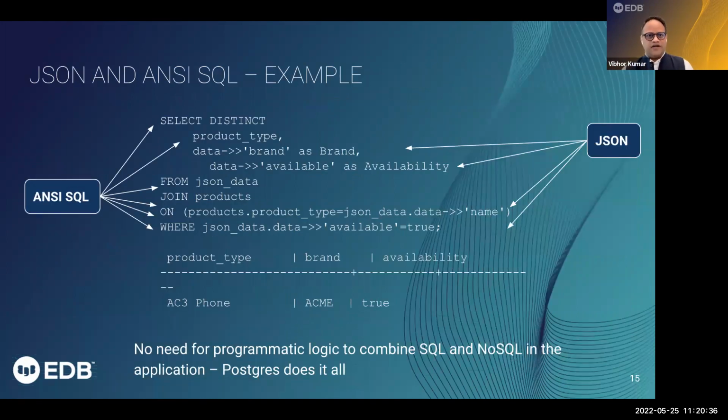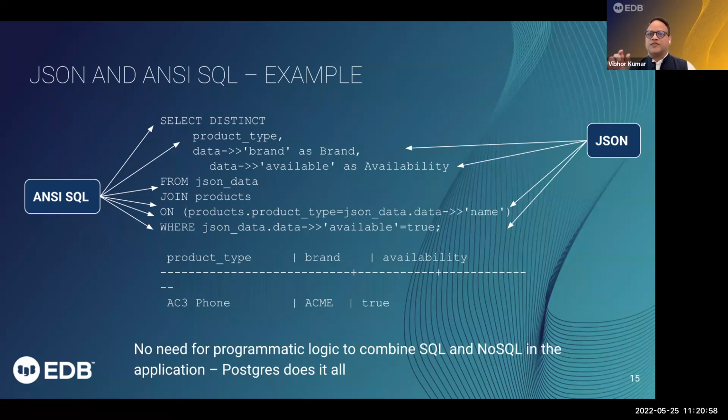This is one more example. Here you can see ANSI SQL and the JSON structure used together in one SQL statement, right? Again, it's one simple select statement where you can use select and the distinct clause. You can call the column name called product type, which is one normal column in Postgres. And the data is your JSONB data type, right?